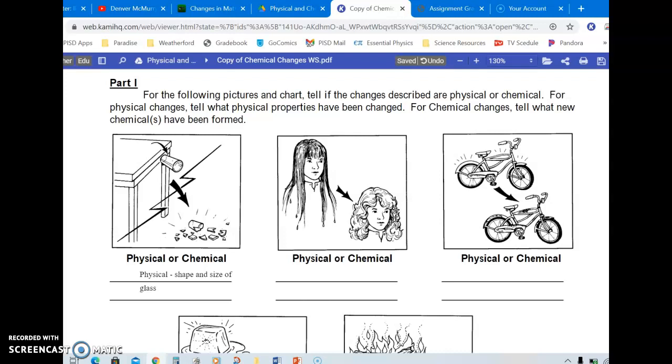The question is, are there any new chemicals present that were not there before? The correct answer is no. It's still her hair. It just dried off, which means the water evaporated.